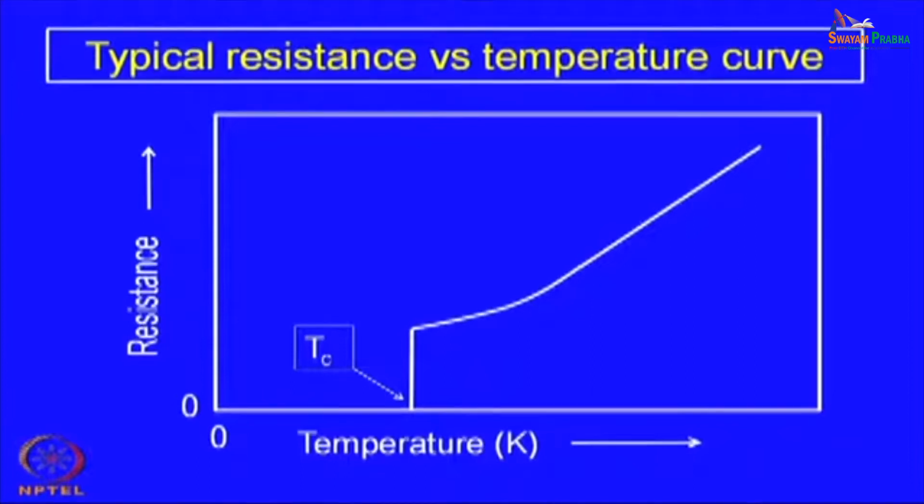But there is a group of materials which, when cooled to a certain point, very close to 0 of course, suddenly have their resistance become 0. It is not a gradual change, it is a discontinuous curve. There is almost a vertical line at a certain critical temperature, and that is called the superconducting critical temperature. So, this is the typical resistivity versus temperature curve for a superconductor.